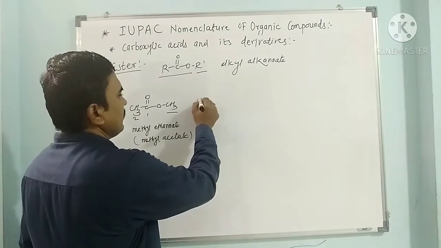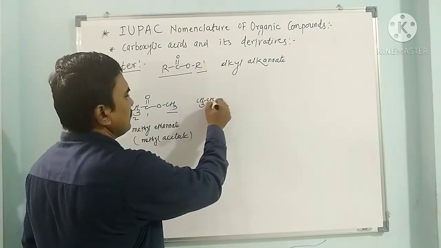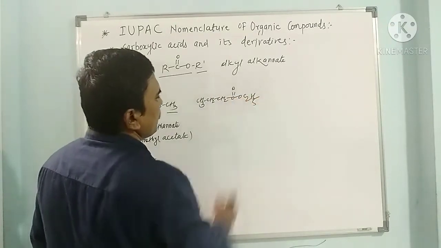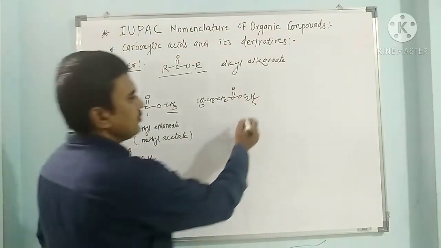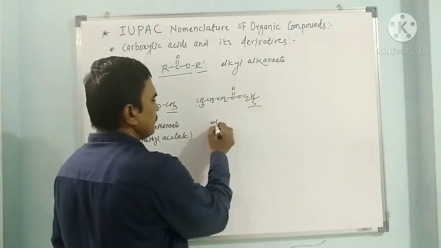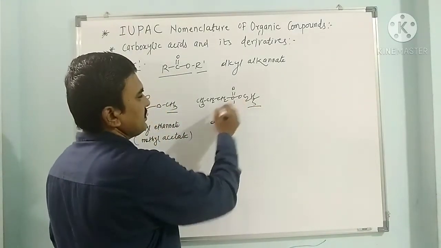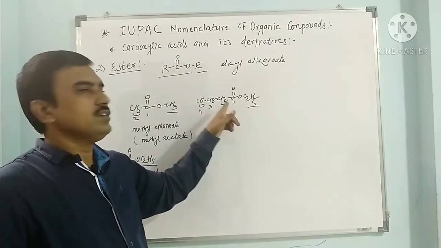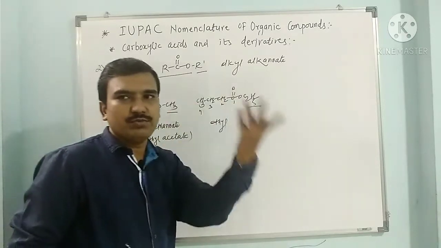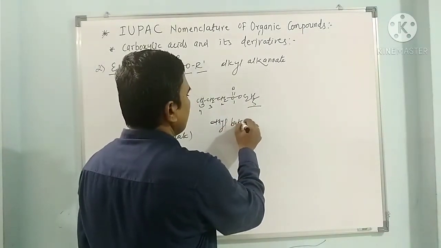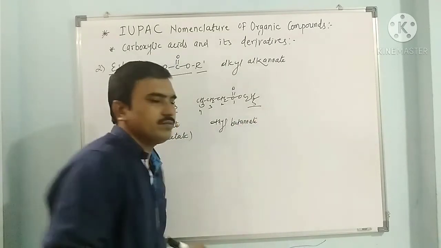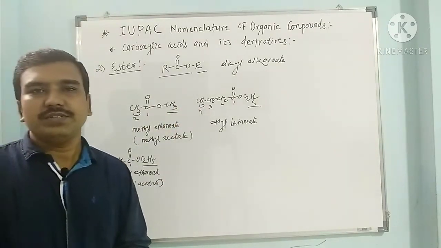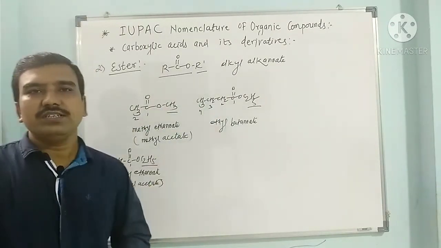If I have CH3 CH2 CH2 COO C2H5, here how many carbons? 2. So this is ethyl. Now how many carbons here in the alkanoate? 1, 2, 3, 4. Always give first number to the carbonyl carbon of this alkanoate. 4 means butane, butanoate. So this is ethyl butanoate. In this way esters are named according to these IUPAC rules.